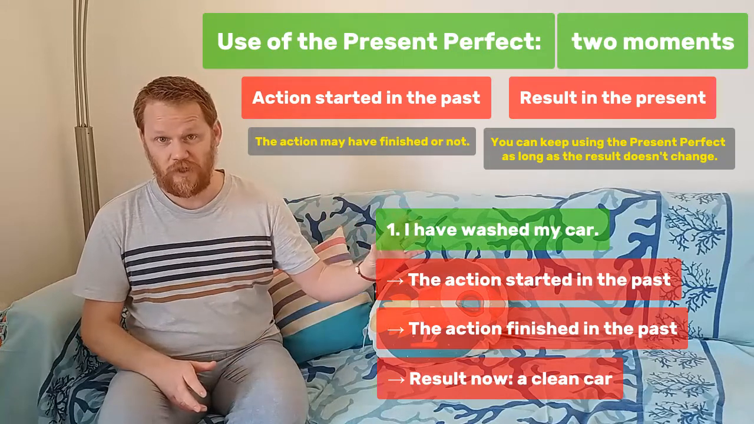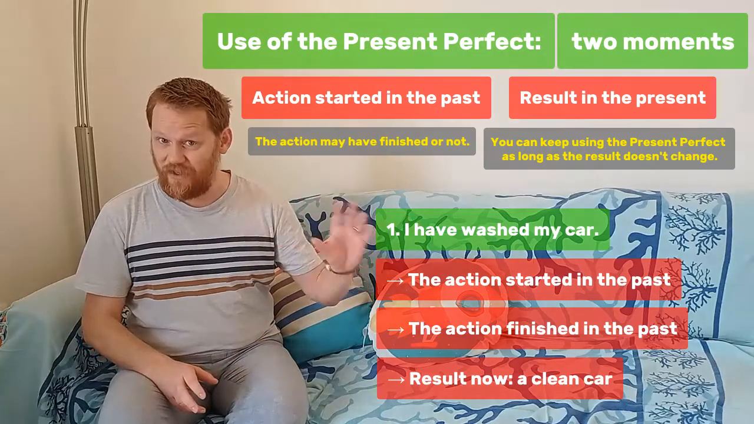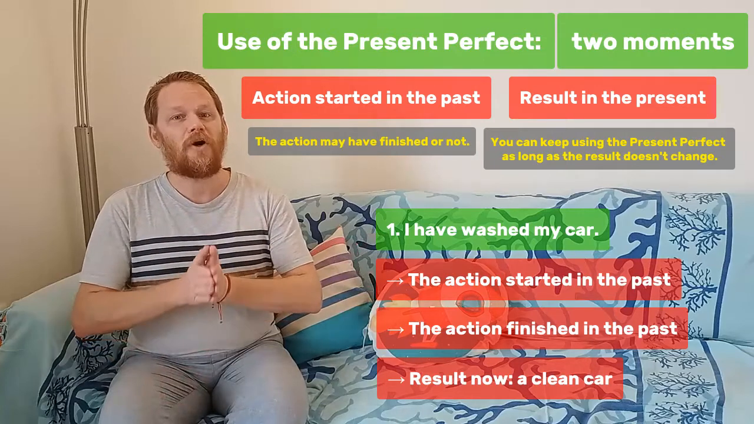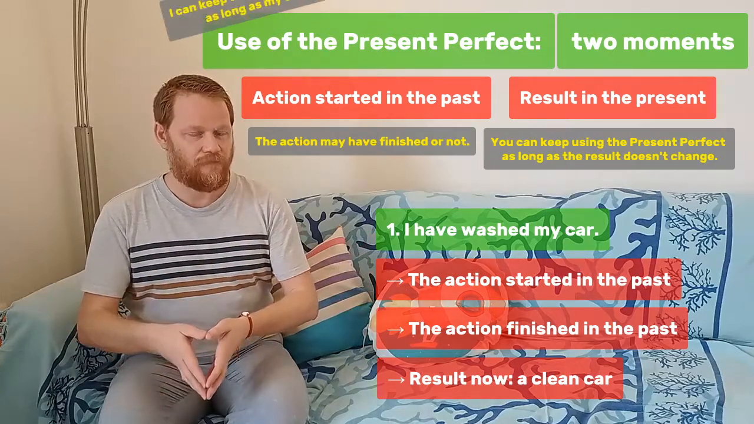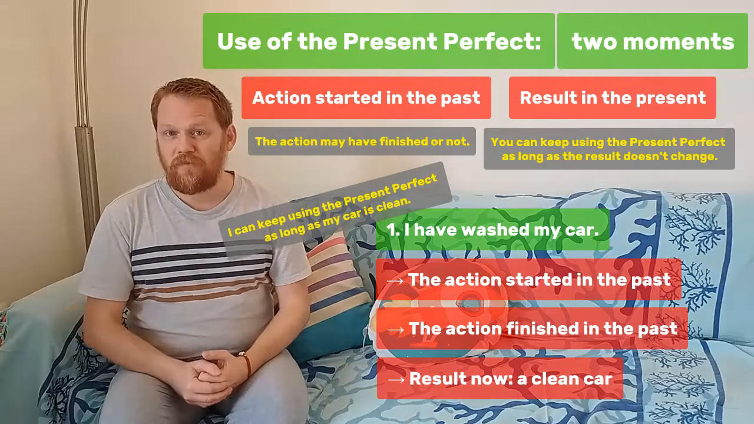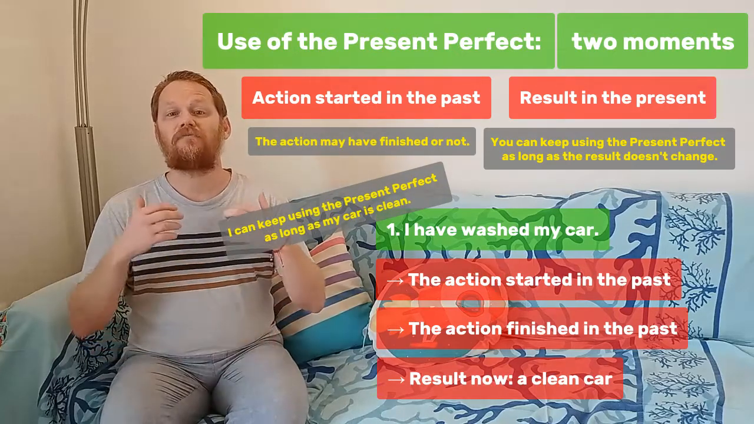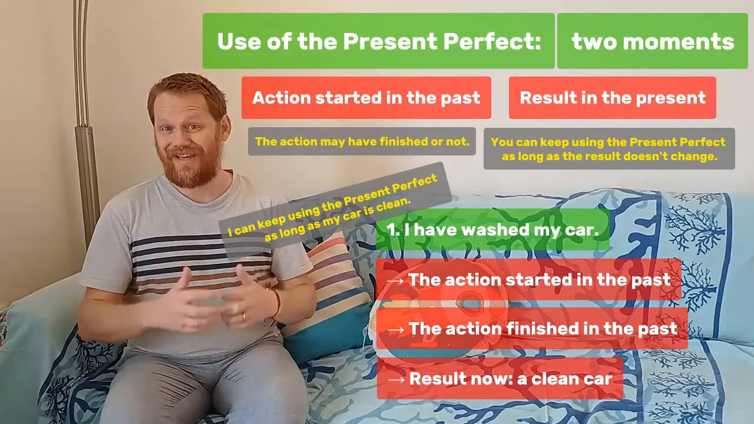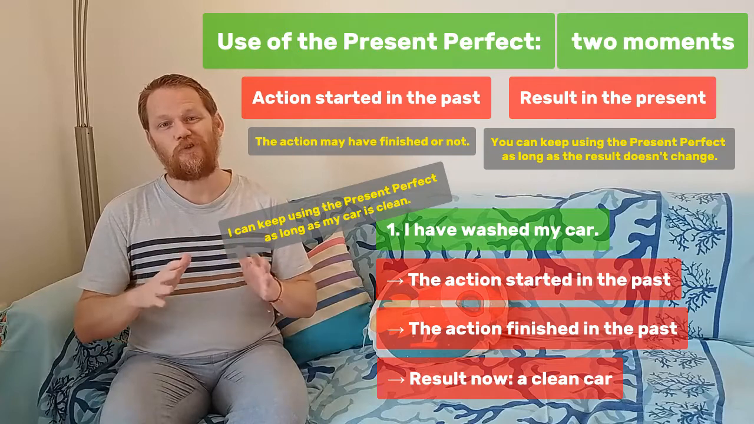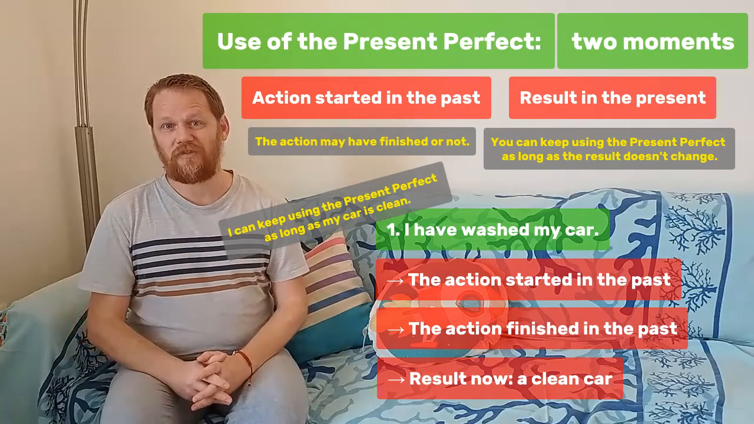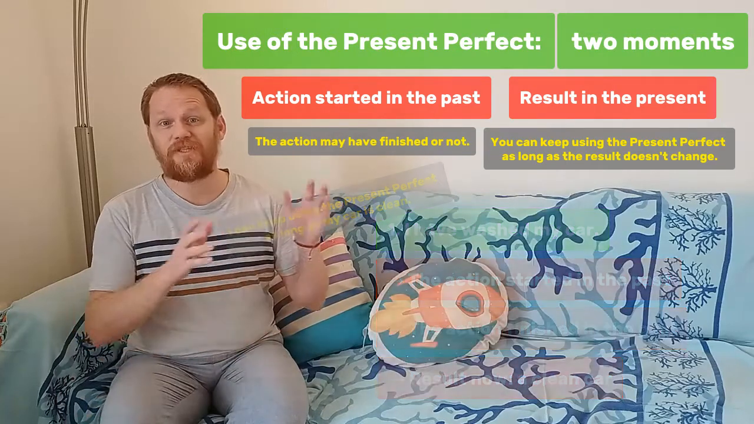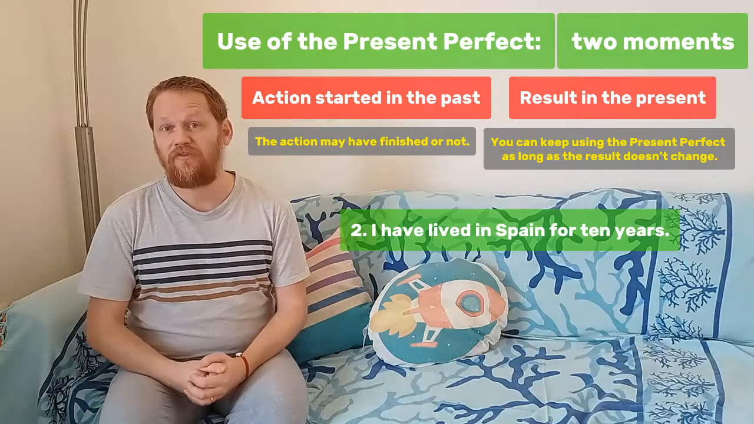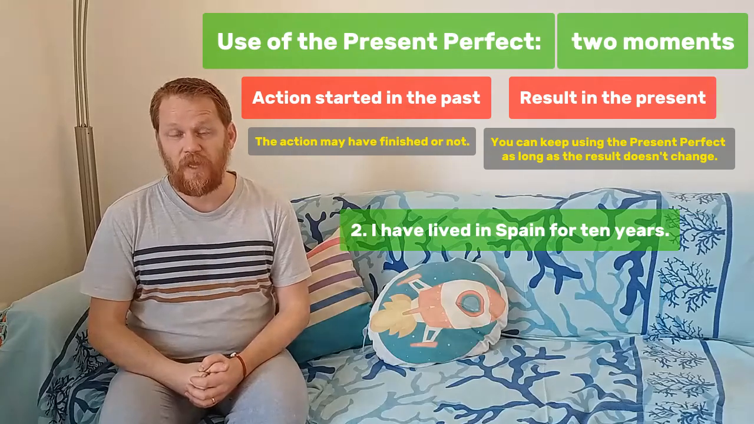So I started washing my car in the past, I finished washing my car in the past, and now as a result, my car is clean. I can keep using the present perfect as long as my car is clean. The moment my car gets dirty, I stop using the present perfect. Okay? Now, second example. I have lived in Spain for 10 years.